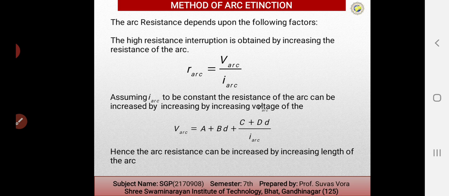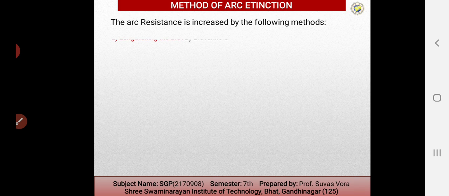So the main disadvantage of this method is that a huge amount of energy is dissipated in the arc. Therefore this method is used only in DC circuits and small AC circuits. So the arc resistance is increased by the following methods. The first one is the length of arc, by arc running.